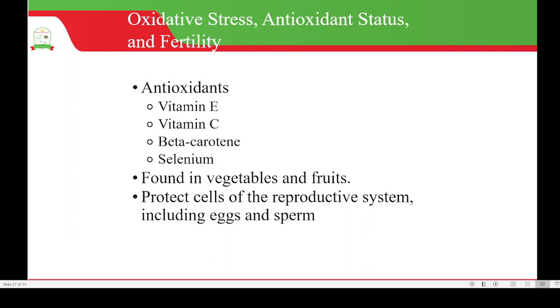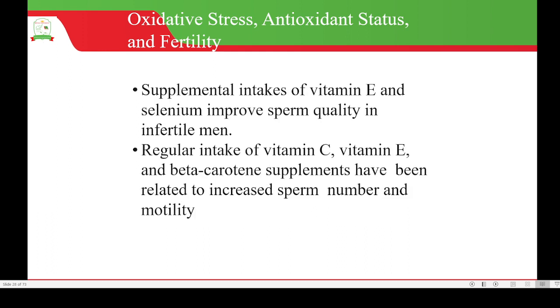Antioxidants include vitamin E, vitamin C, beta-carotene, and selenium. And these are found in vegetables and fruits. Their major function is to protect cells of the reproductive system, including the eggs and sperm, from oxidative damage. Supplemental intakes of vitamin E and selenium improve sperm quality in infertile men. And also regular intake of vitamin C, vitamin E, and beta-carotene supplements have been related to increased sperm number and motility.